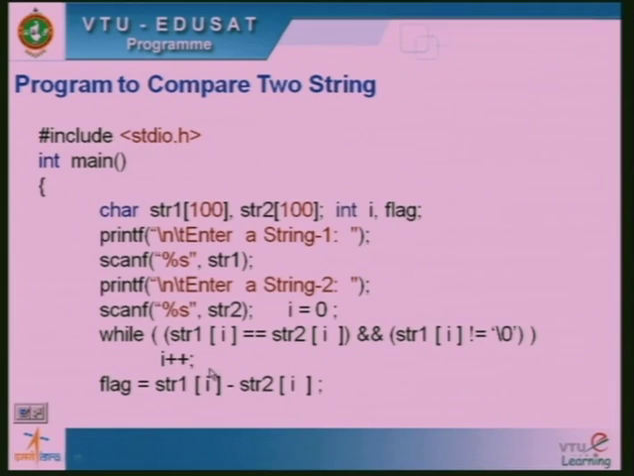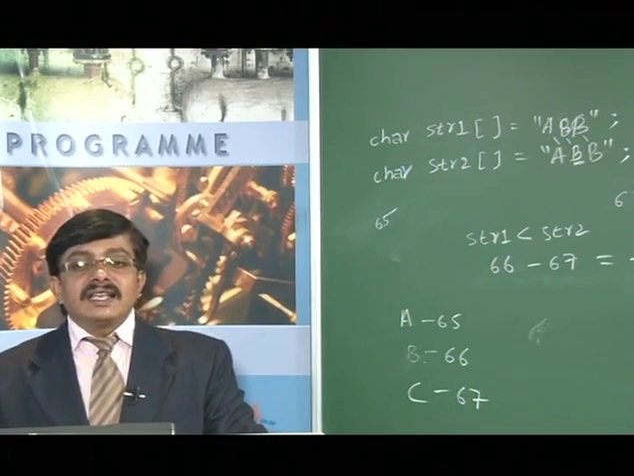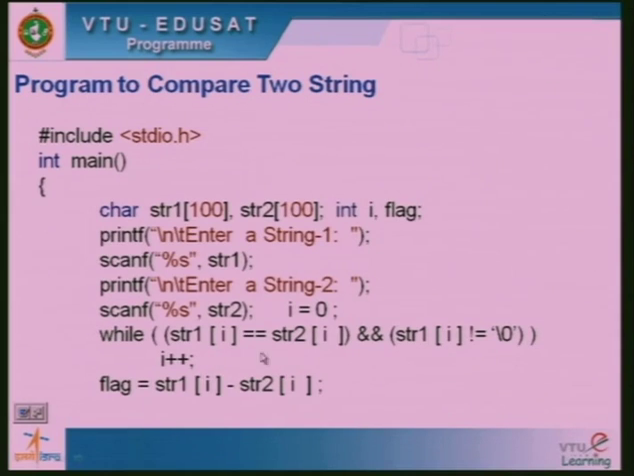When I is further incremented, it becomes 2. When it becomes 2, I do the comparison: is str1 of 2 equal to str2 of 2? Again I have the character b in the example I have taken. So this condition is true, because both the characters have the letter b there. Then str1 of 2 not equal to null character. Yes, it is not equal to null character. So I is further incremented, and I becomes 3.